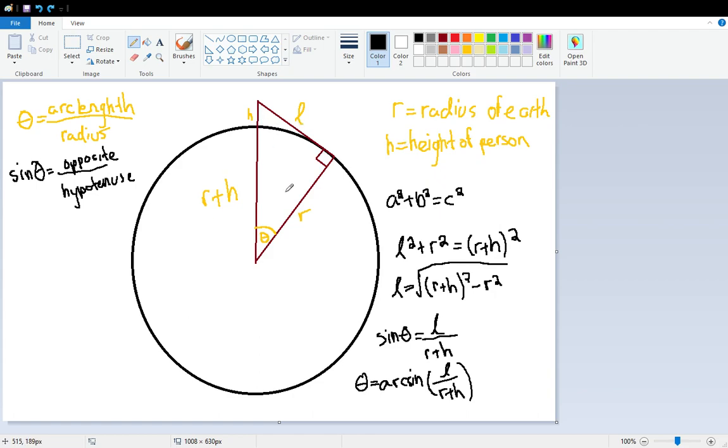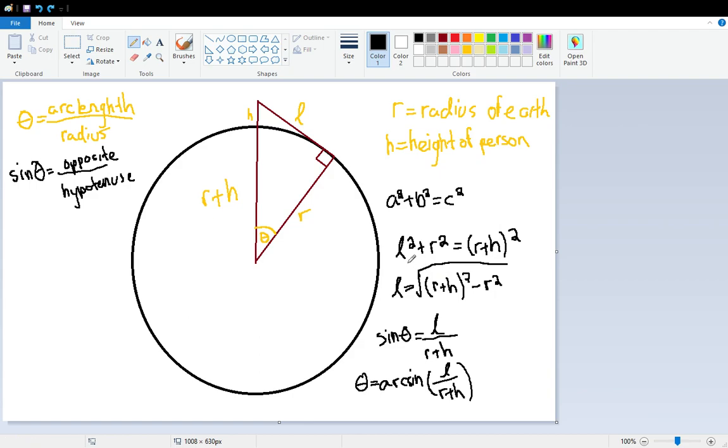So this length is r plus h, this length is r, just the radius of the Earth, and this length is L, the one that we're trying to find. Pythagoras' theorem says that this side squared plus this side squared is equal to the hypotenuse squared. So a squared plus b squared equals c squared. In this case, a is L and b is just r. These two arms of the right angle triangle, if you square them and add them together, you should get the hypotenuse squared, which is (r plus h) squared.